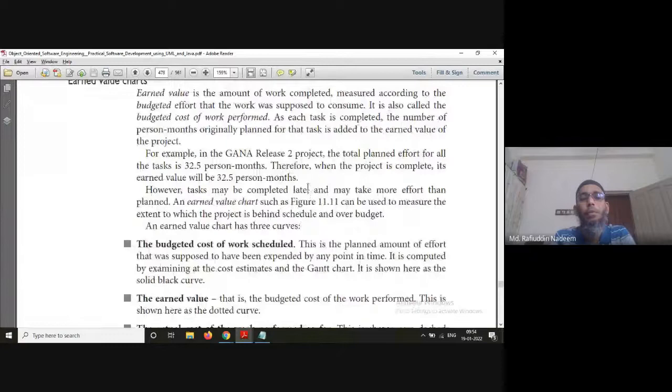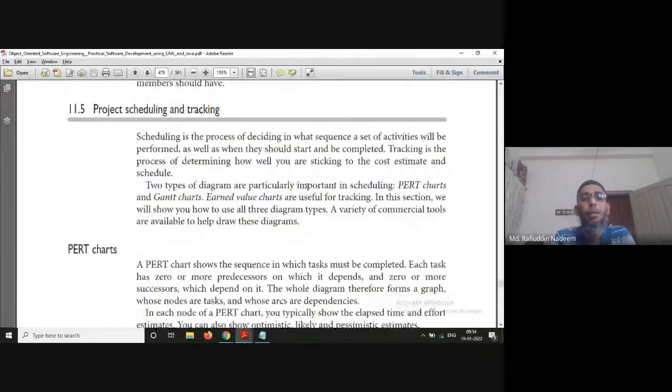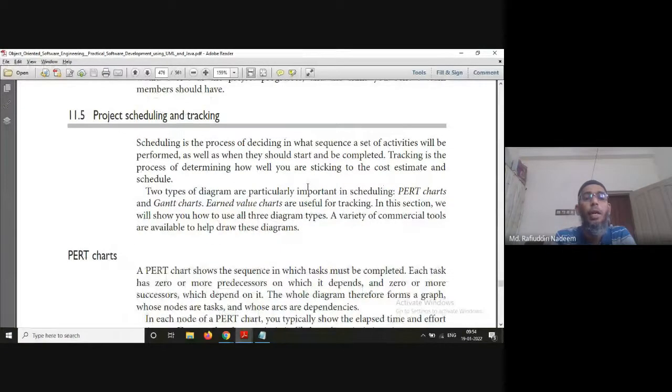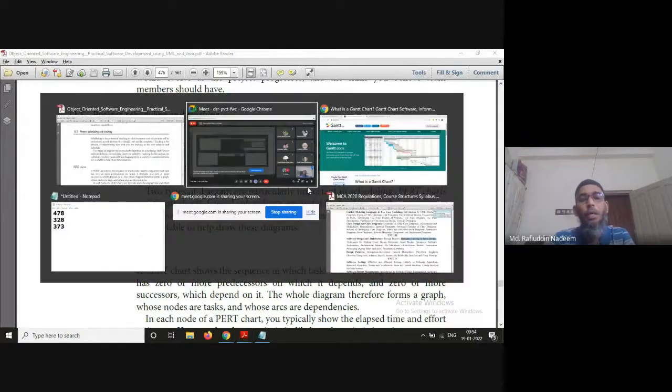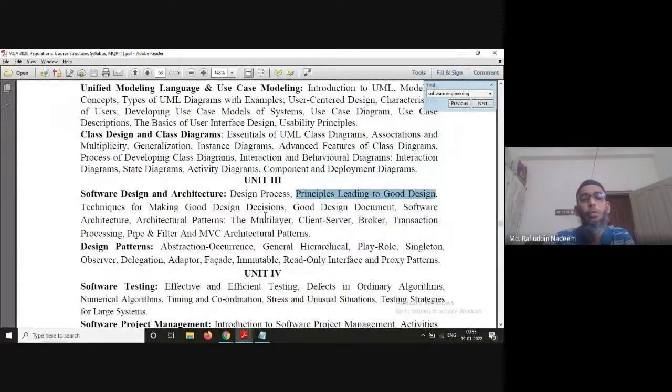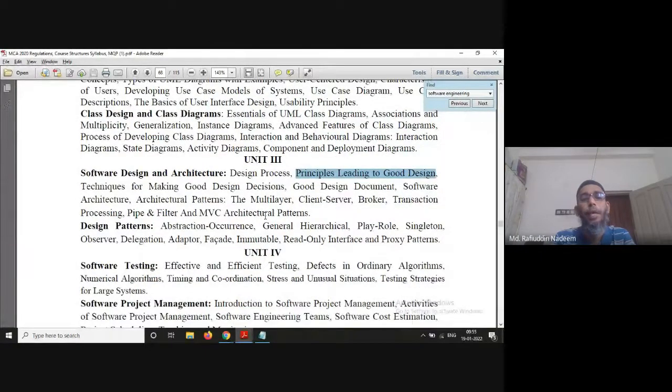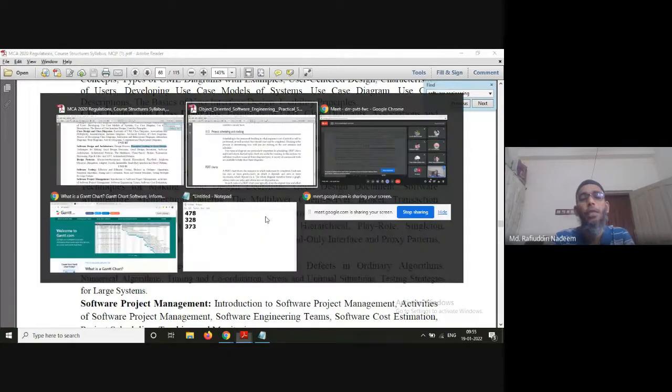So that completes what project scheduling and tracking tools are used for, in designing the schedule as well as tracking the project. Next, that completes almost the entire fourth unit. Then we need to start the third unit. Today I am going to start the third unit and discuss the designing process.